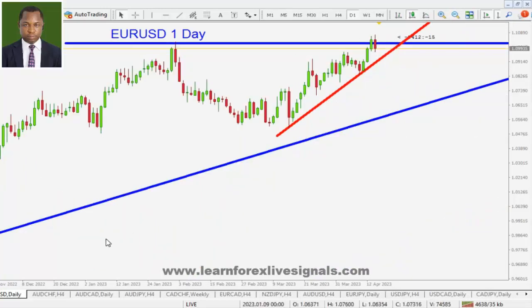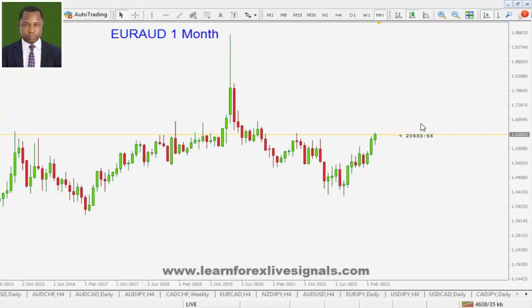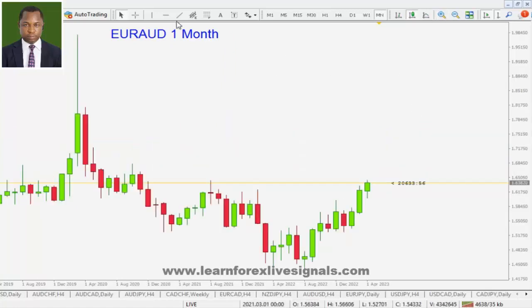I'm just waiting. Now let's look at the euro against the Australian dollar. This is the monthly time frame. In this pair, in the monthly time frame, I can only see that price is now trading around this level of resistance.